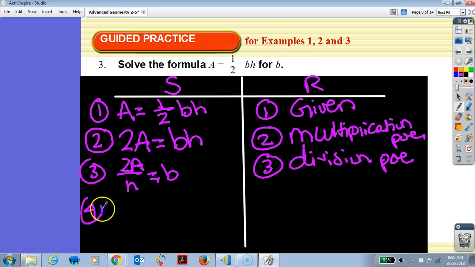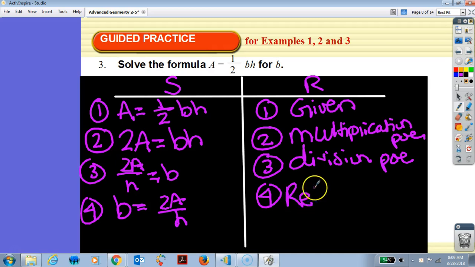And then you can flip-flop it. And you can say B equals 2A over H because it just looks more normal to start with the B. And when you flip-flop it, that's like if A equals B, then B equals A. Is that transitive or symmetric? Reflexive. It's reflexive. Sorry, I'm going through all the properties in my head. That is the reflexive property. You can flip-flop it. Make sense?